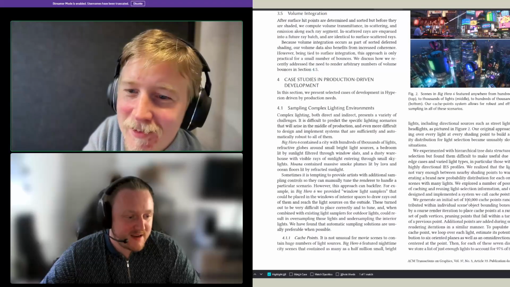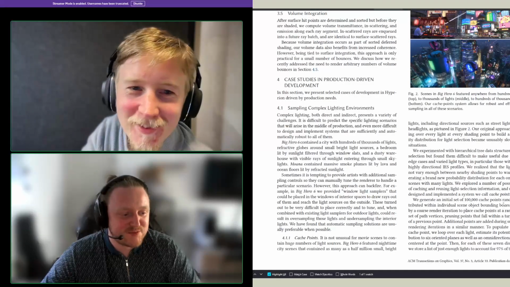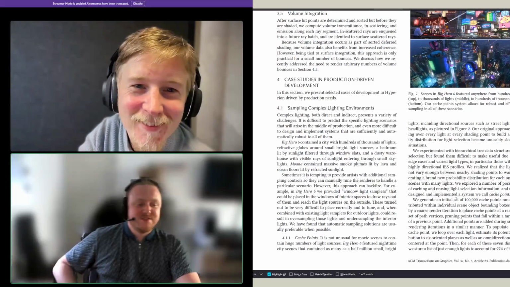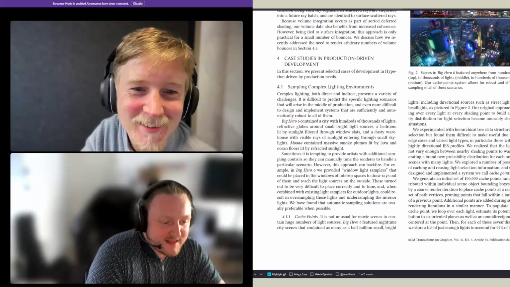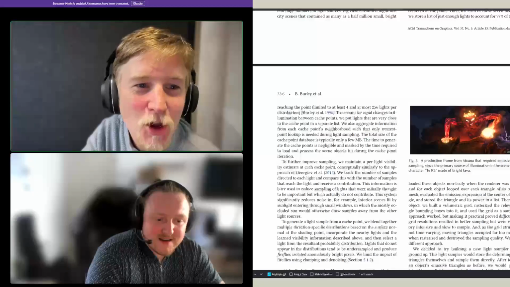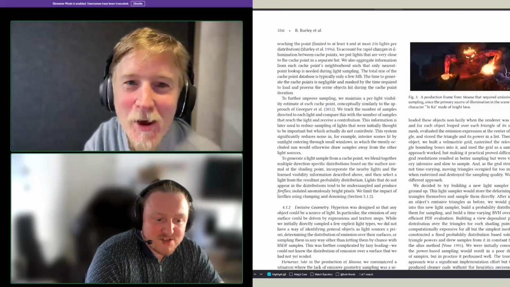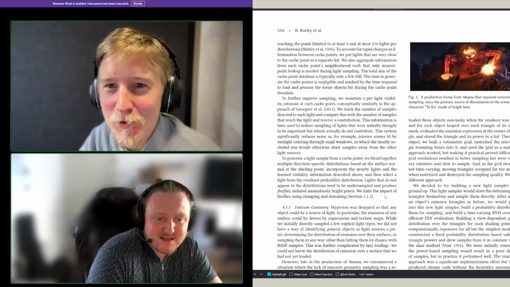Do you want to talk about some of the numbers that were associated with the Big Hero 6 one? I've got no numbers. 100,000 cache points randomly distributed within the individual scene. It's a big number. That's nuts. That's absolutely crazy. Just so many light sources.